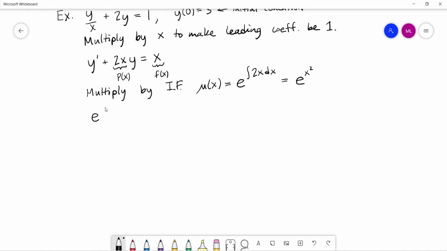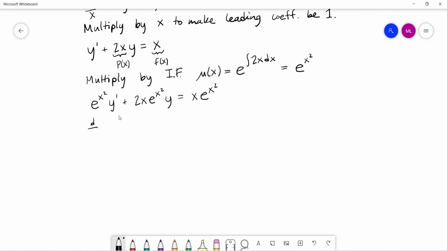So what we're going to wind up with is e to the x squared times y prime plus 2x e to the x squared times y equals x times e to the x squared. Sure enough, this left-hand side, assuming we didn't screw up, looks like the result of a product rule. And so this left-hand side is the derivative of mu of x times y. So e to the x squared times y.